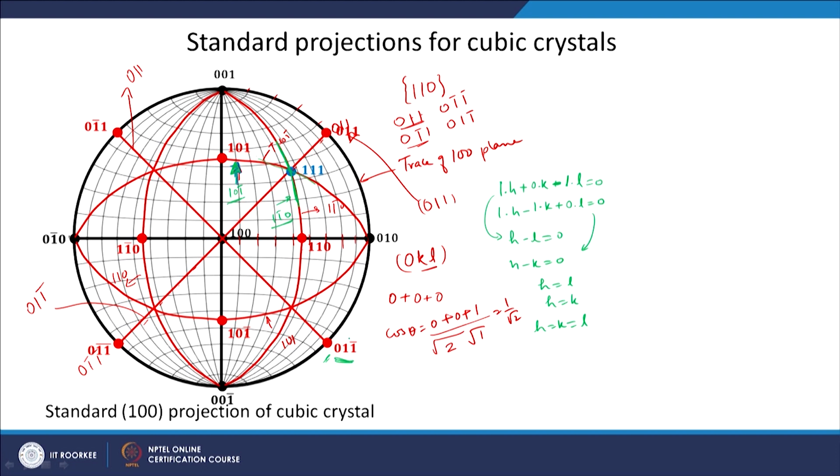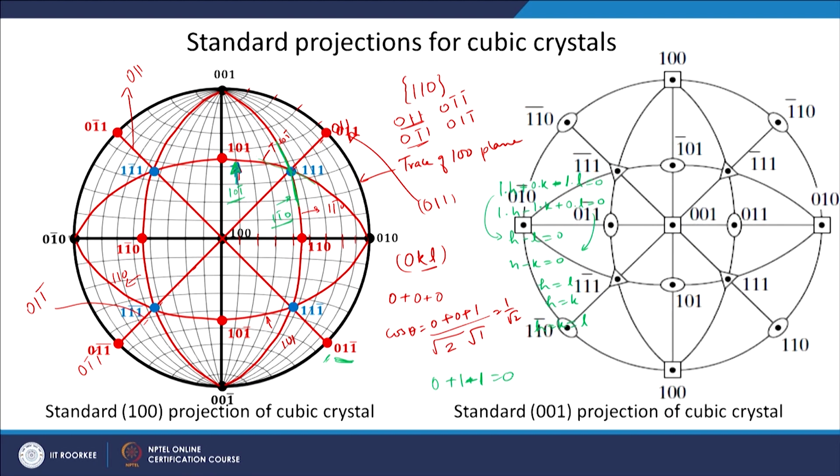So, the pole 1 1 1 should have a 90-degree relationship with the 0 bar 1 1 bar 1 also. So, you can check it: 0 into 1 will be 0, plus 1 into 1, plus minus 1 into 1, then that means it is minus 1. So, this is coming as 0. So, whatever indexing we have done is correct. So, like that I can do indexing of other planes also.